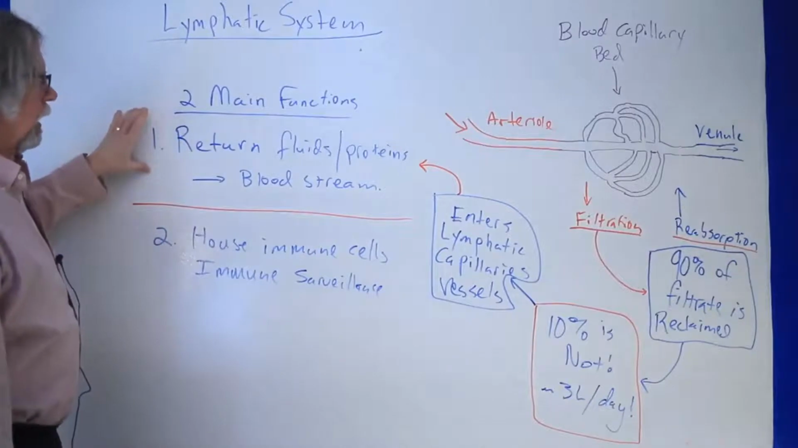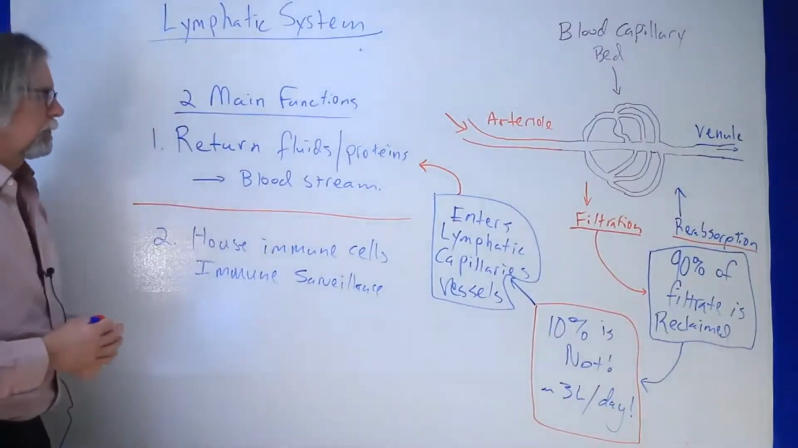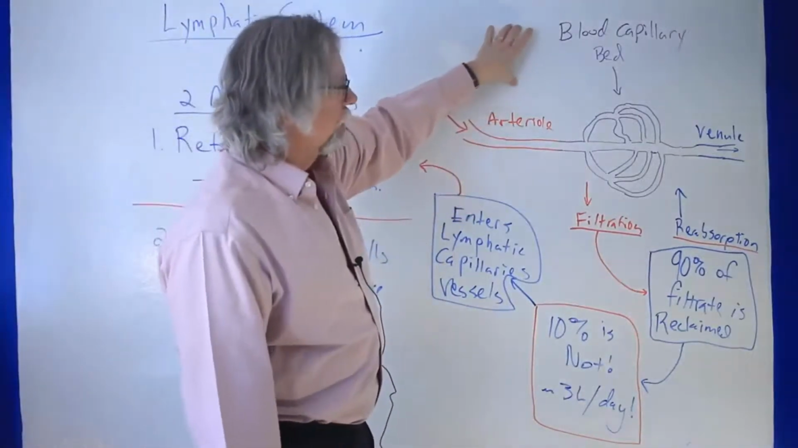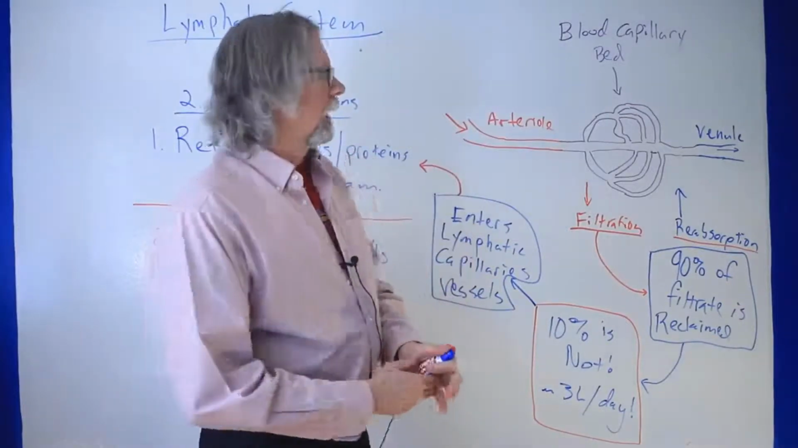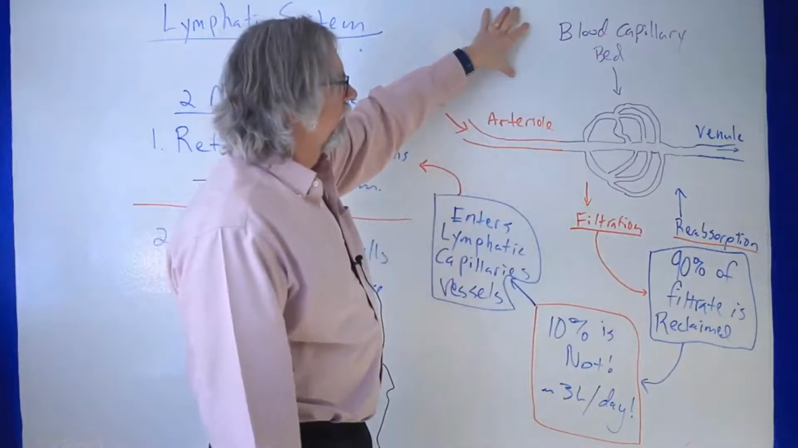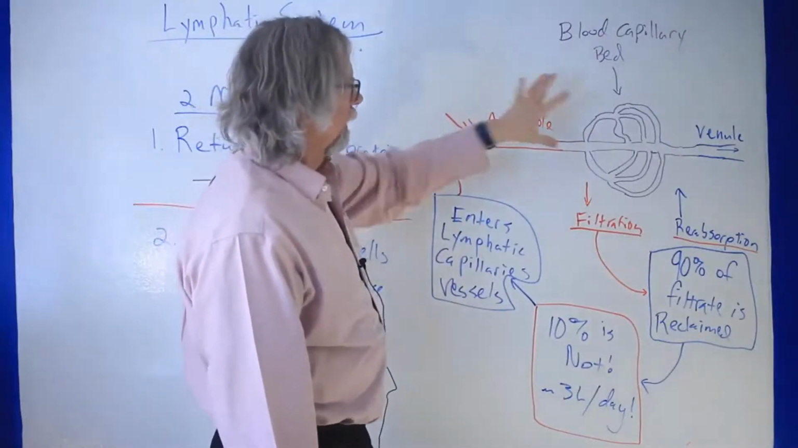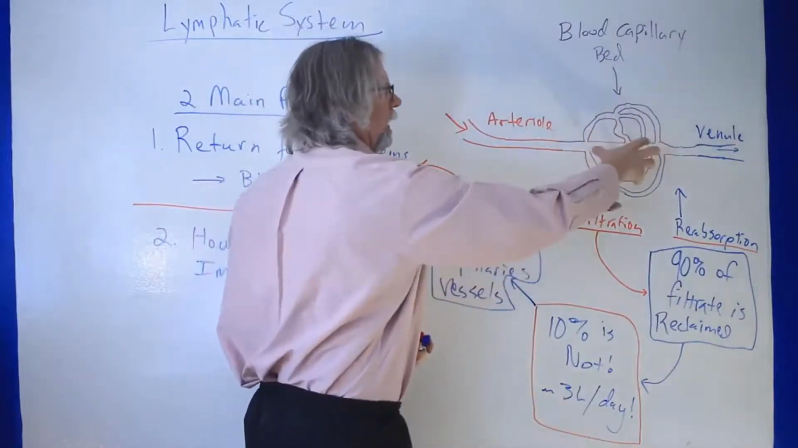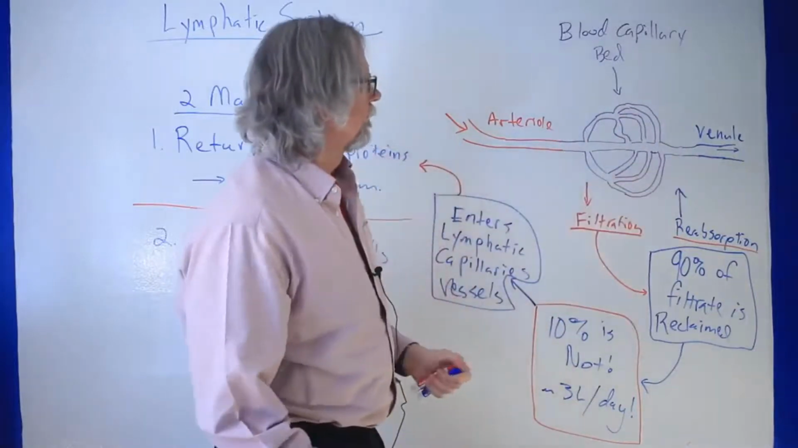Okay? I'm going to explain this in the PowerPoint, but I wanted to elaborate on the first function a little bit more. How does the lymphatic system return fluids and proteins back to the bloodstream? So that involves going back to discussing blood circulation a little bit. And if you remember from the blood vessel chapter, this is the basic anatomy of a capillary bed. There's an arteriole leading into it. Here's the capillary bed, and there's a post-capillary venule draining it.